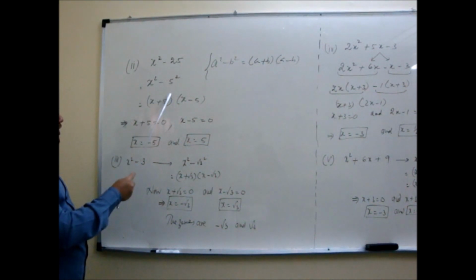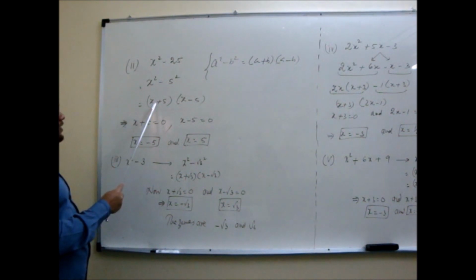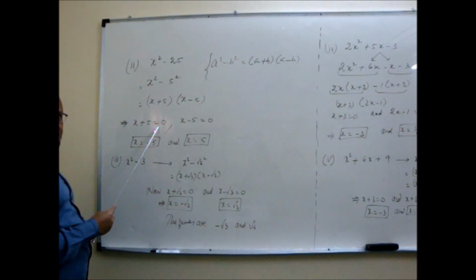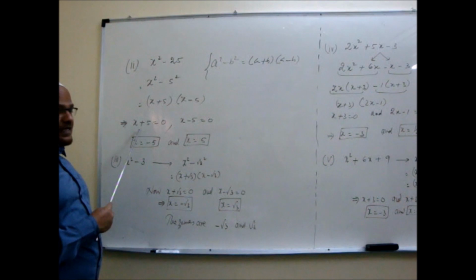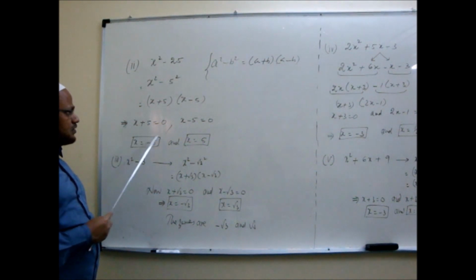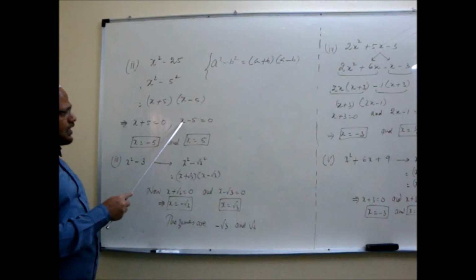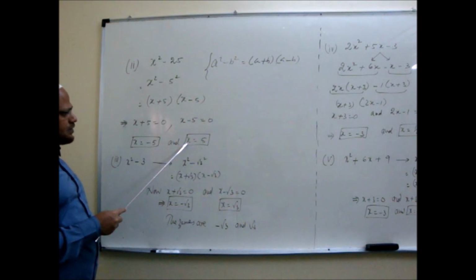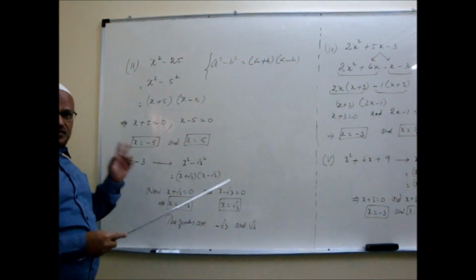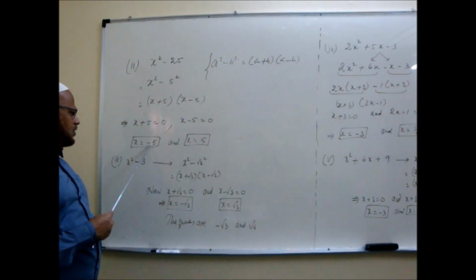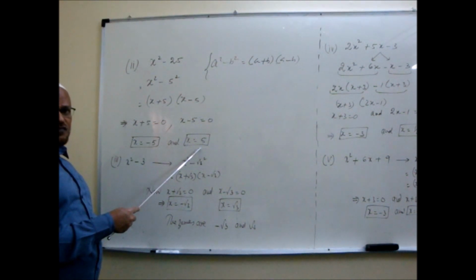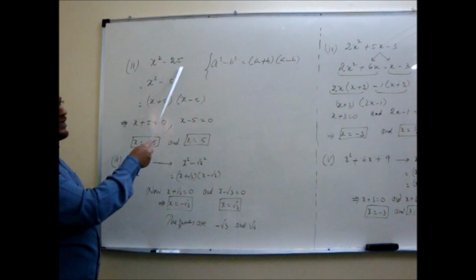Equate each one of them to 0. X plus 5 is 0, so x is equal to minus 5. The second one, x minus 5 is equal to 0, so x is equal to 5. So there are two zeros you are getting. X is equal to minus 5 and x is equal to 5 are the zeros of this polynomial.